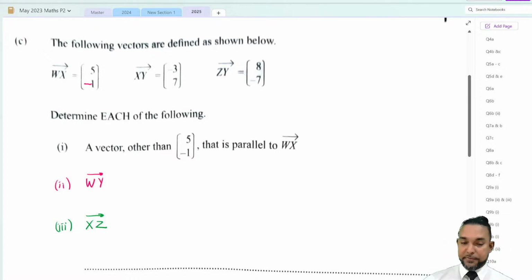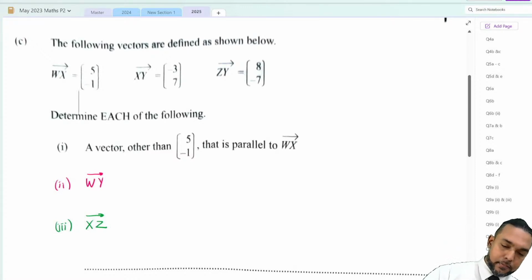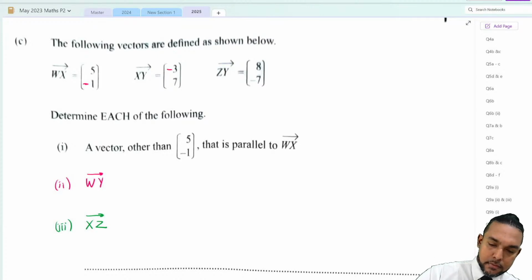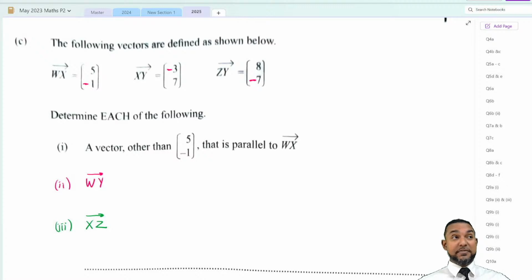So that first vector is 5 and minus 1, 3 minus 3, 7, and 8 minus 7. Each of those vectors has a negative component, but they're barely visible, so make sure you write it in.